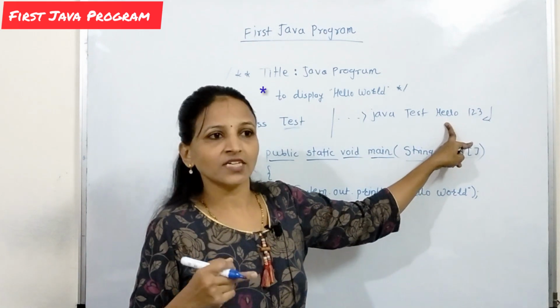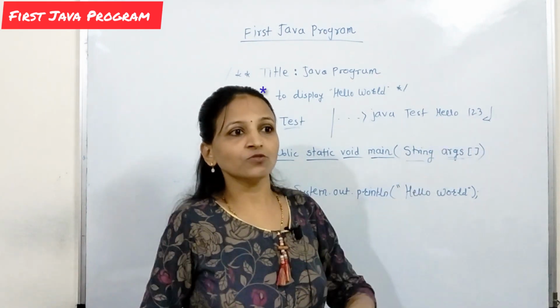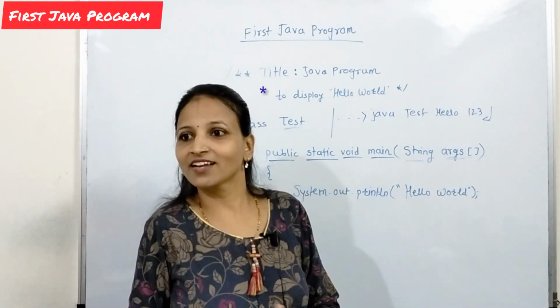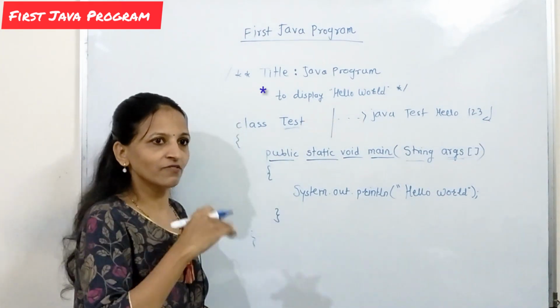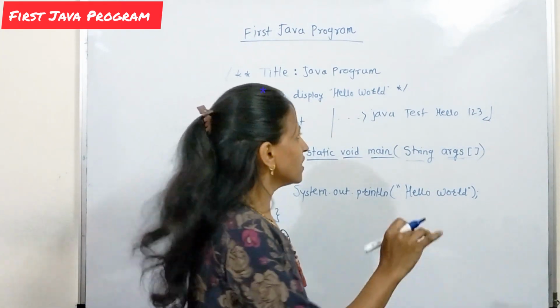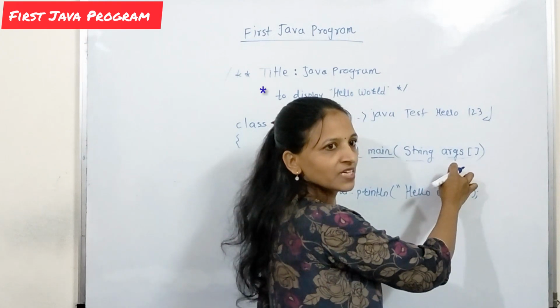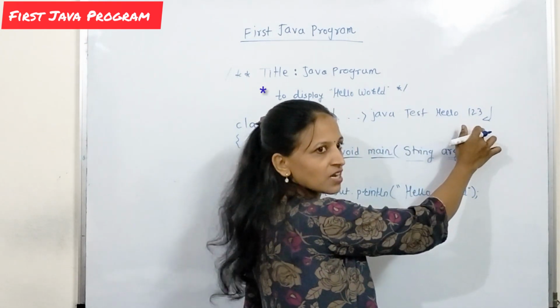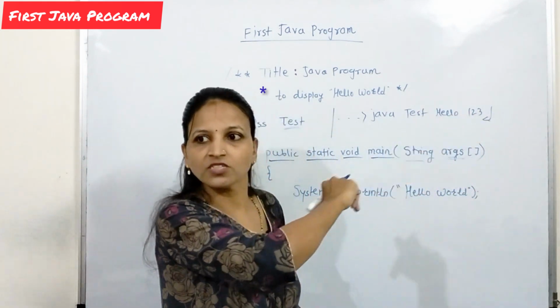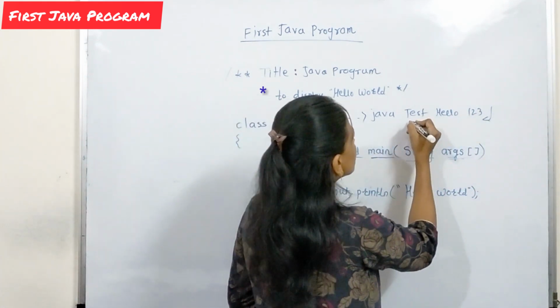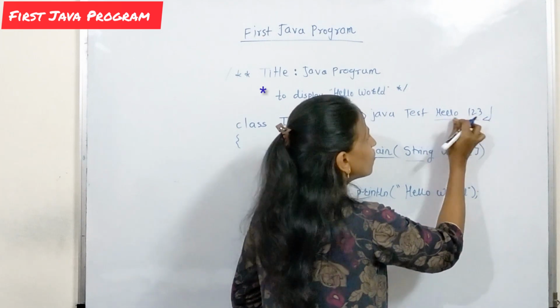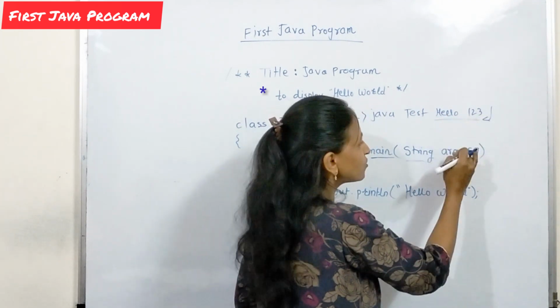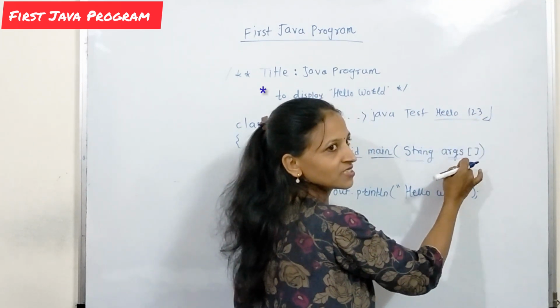Second, you can use the Scanner class. Third, you can use the BufferedReader class. There are three ways. One by one we will see all these ways. But here I am just explaining this args. Whenever we execute this Java program, we give a command to execute it. Then these two arguments, hello and 1 2 3, will be stored inside this args.